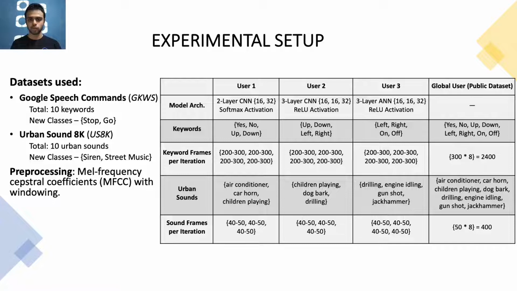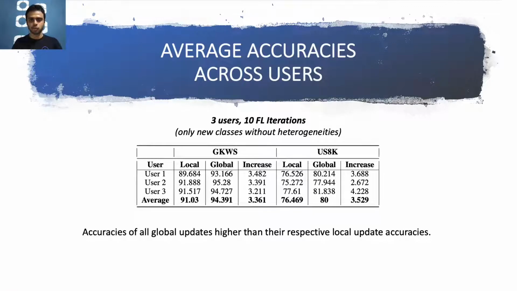In our experiments, we use two datasets, Google Speech Commands for keyword spotting and UrbanSound8K for urban sound classification. Initially, we split the data into 3 different local users and used 10 classes with 2 new classes each for both datasets. We first observed the results using just 3 users and 10 federated learning iterations, and we observed the average accuracies of all global updates are higher than the respective local updates for both datasets.